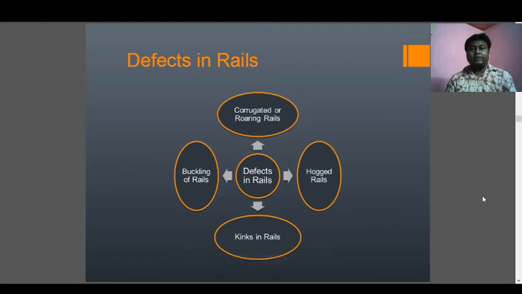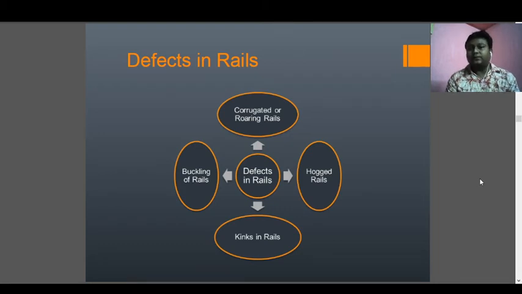Next is the defects in rail. So what are the defects? As it is made of steel, there must be some defects. As it is steel, the first thing that comes to mind is the corrosion effect, or rusting effect. It is in open air, the sun rays come on the surface of the rail, the rain comes on the surface of the rail, so there must be some corrosion effect.